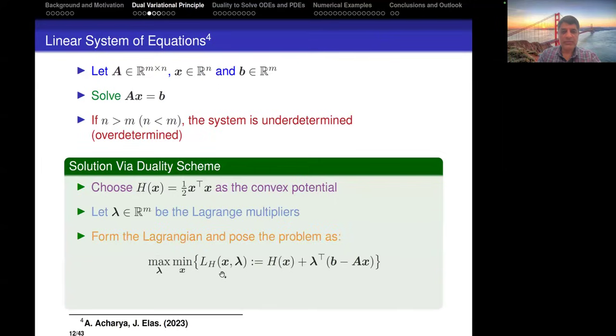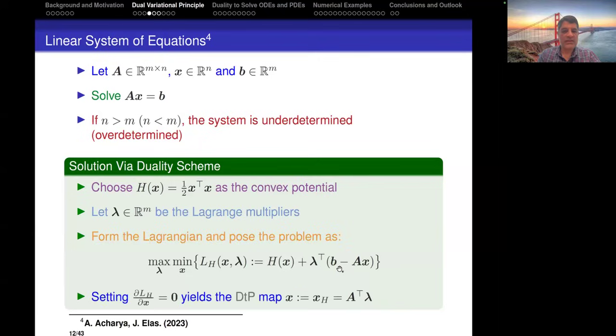So min max of LH is now h plus lambda transpose times (b minus Ax). So this is a column vector. So then lambda transpose will be a row vector. So therefore, you'll get a scalar out of this. So it's a dot product of these 2 vectors.